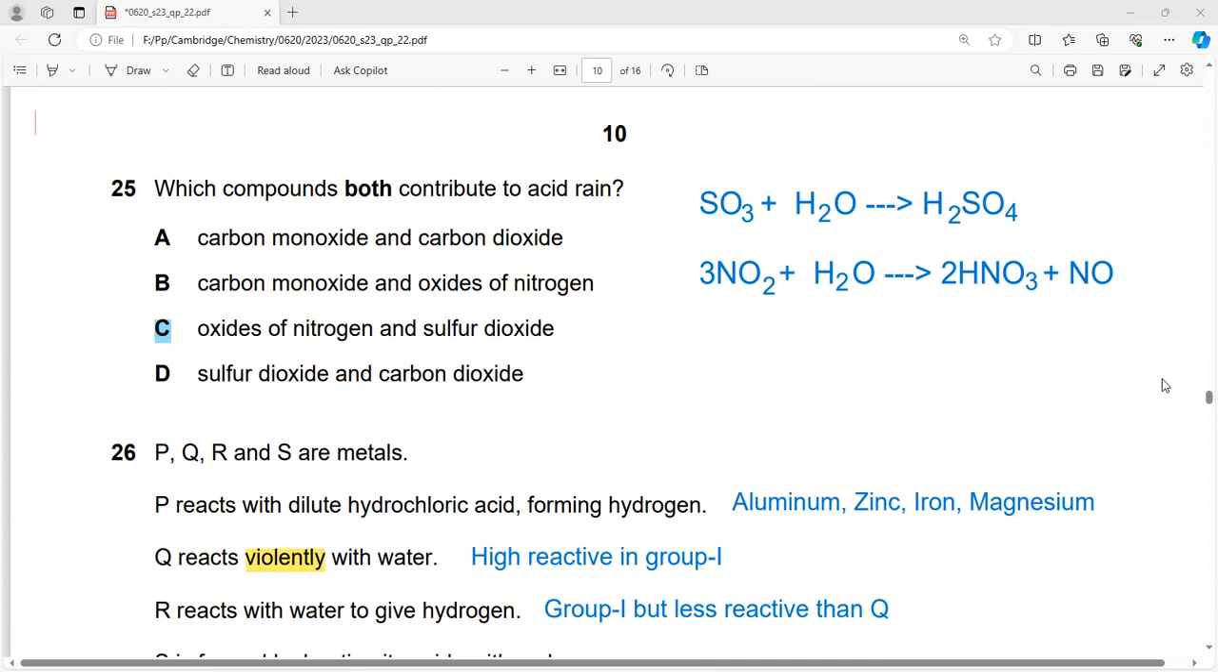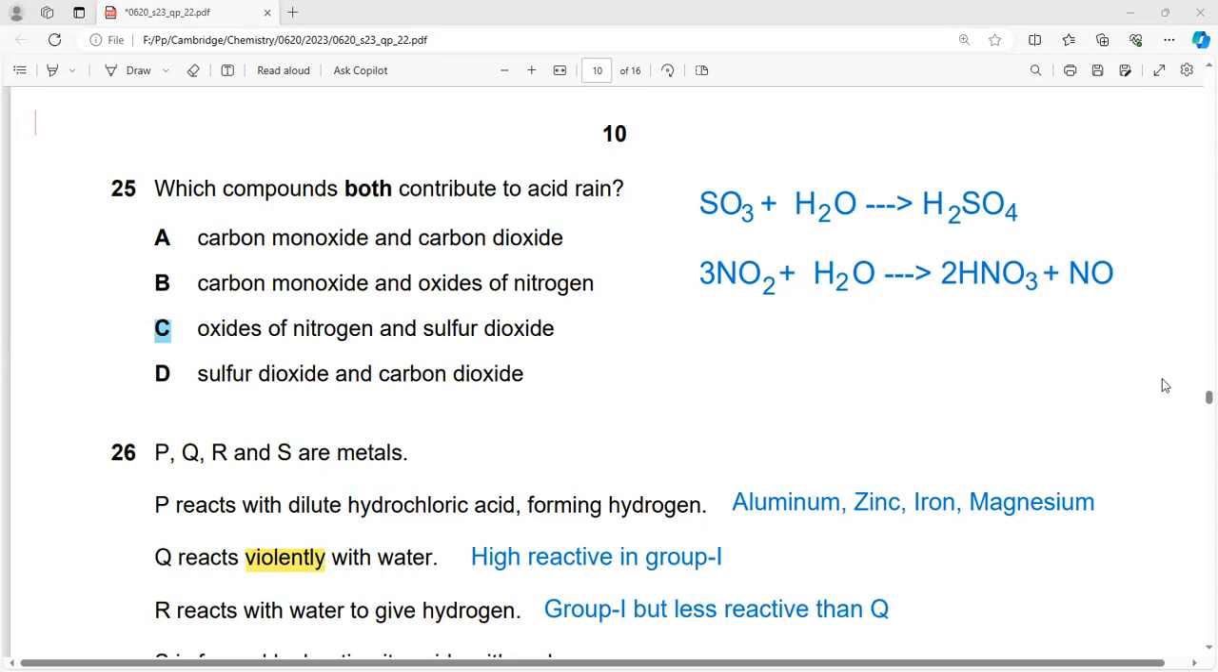Question number 25, which compounds both contribute to acid rain? So what is acid rain? Whenever the oxide of sulfur reacts with the water vapors in air, they produce sulfuric acid in clouds. In the same way, the oxide of nitrogen reacts with the water molecule and produces nitric acid. So these acidic clouds are considered acid rain. Why? Because whatever rain is produced as a result of precipitation of these clouds will have a low pH value. And it's dangerous for our plants, dangerous for aquatic life.